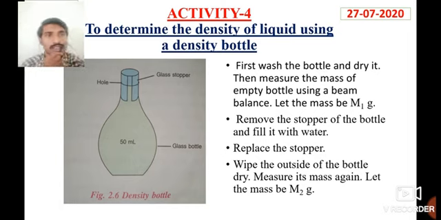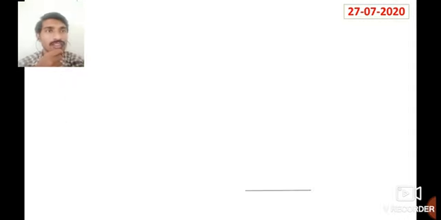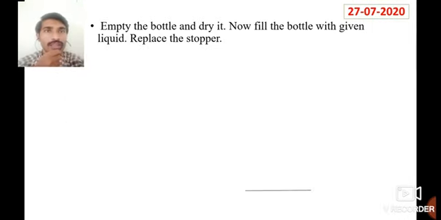So students, here in the first case we have taken a bottle, we have to dry it, and we have to measure the mass, that is called m1 gram. Again remove the stopper and fill it with water. Replace the stopper, wipe out all the water droplets, then measure the mass, let it be m2 gram. After that, again empty the bottle and dry it. Now fill the bottle with a given liquid, replace the stopper.